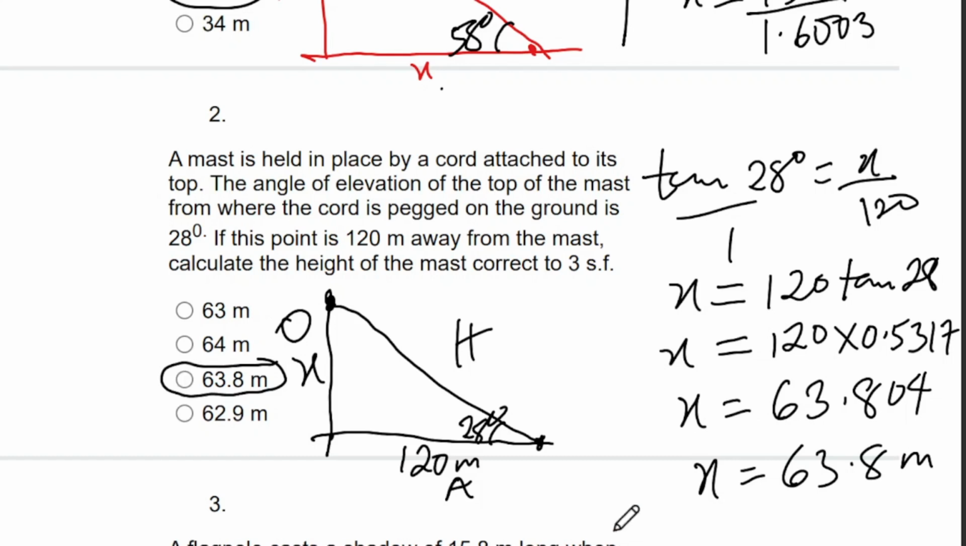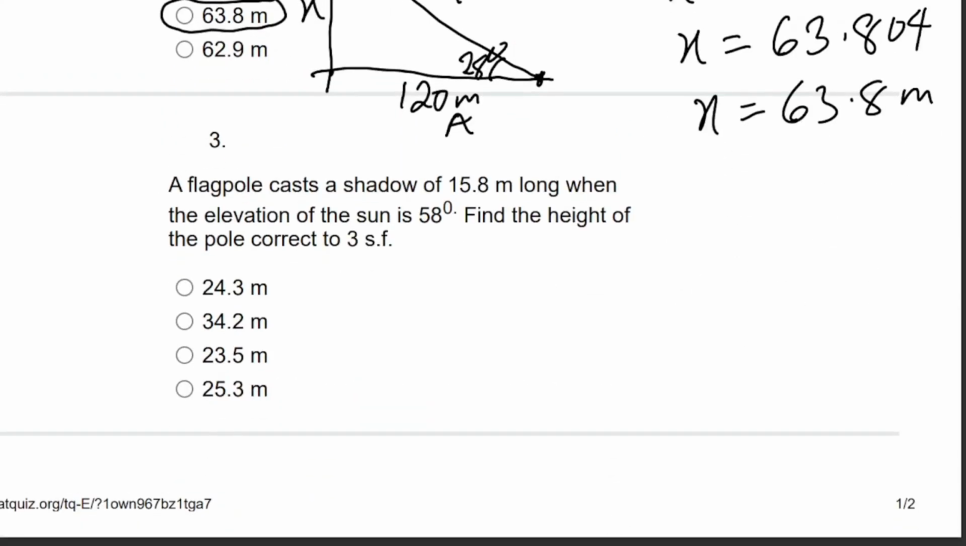Question 3. A flagpole casts a shadow of 15.8 meters long when the elevation of the sun is at 58 degrees. So a flagpole, this is a flagpole. That is the pole that we use to hold a flag in your school or anywhere you go, like a police station, anywhere you see a flag that is tied to a pole. So that flagpole is this.